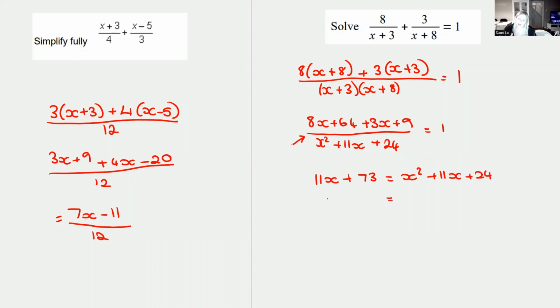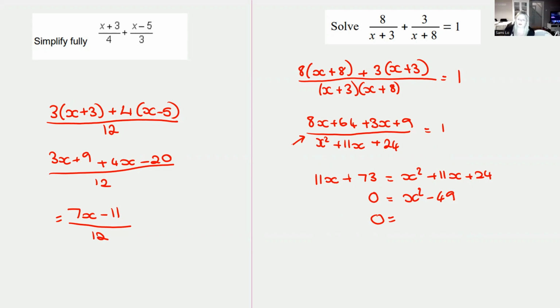Now we want this all to become 0. So I'm going to chuck everything on this side over to the other, just so it becomes 0. So x squared, the 11x cancels out, and we're going to have minus 49. Some of you may have seen it, some of you may have freaked out at this point, but we actually have the difference of 2 squares.